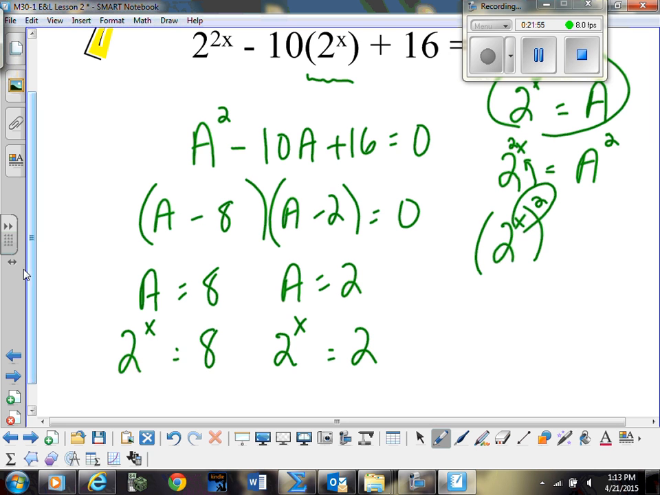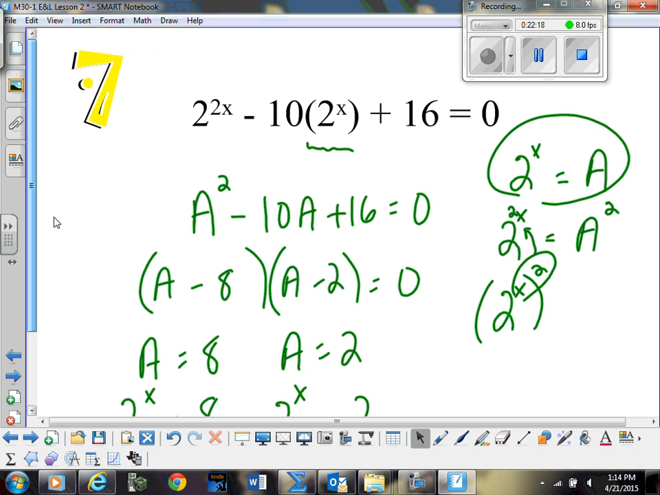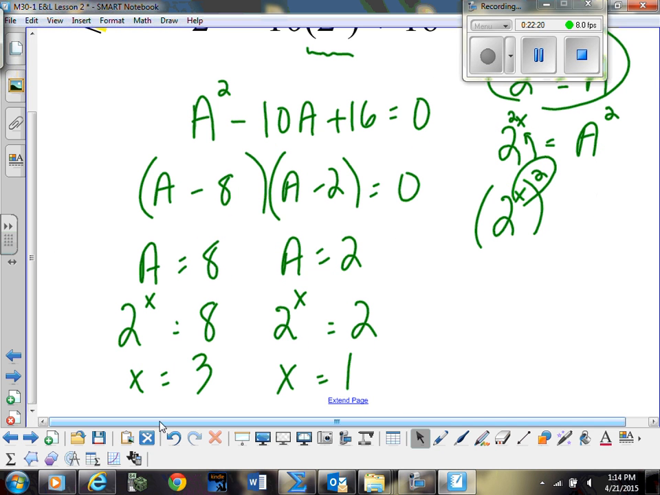They work out pretty nicely, don't they? 2 to the power of what is equal to 8? Or we can change a base and write 8 as 2 cubed to realize x is 3. And look at x, 2 to the x is 2. That means x is 1. And those are the two answers to this problem. And once again, substitute them back in and make sure that they work.